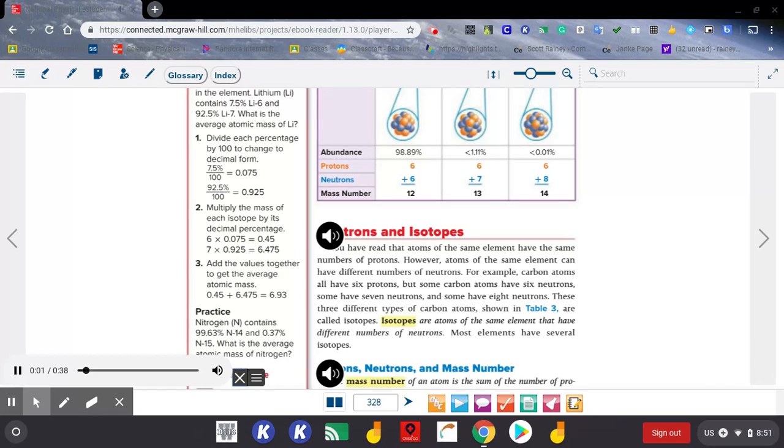Neutrons and isotopes. You have read that atoms of the same element have the same numbers of protons. However, atoms of the same element can have different numbers of neutrons. For example, carbon atoms all have 6 protons, but some carbon atoms have 6 neutrons. Some have 7 neutrons, and some have 8 neutrons. These 3 different types of carbon atoms, shown in Table 3, are called isotopes. Isotopes are atoms of the same element that have different numbers of neutrons. Most elements have several isotopes.